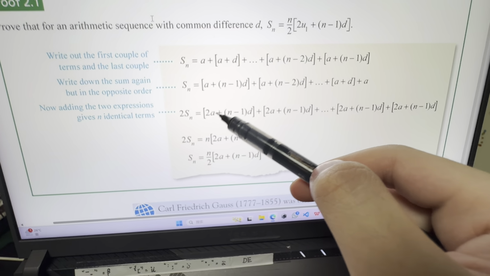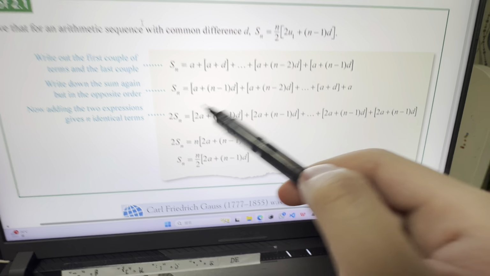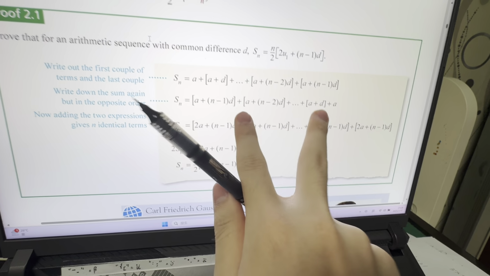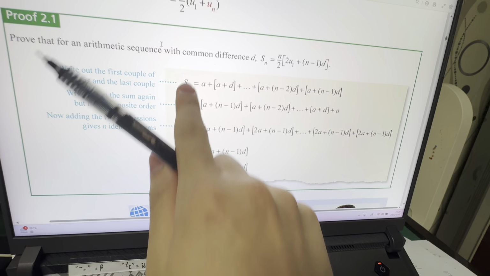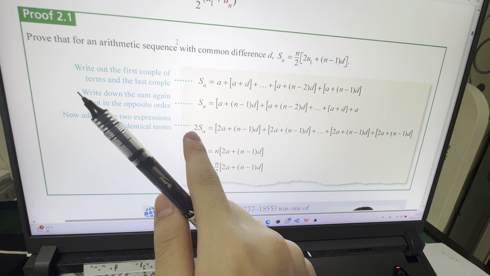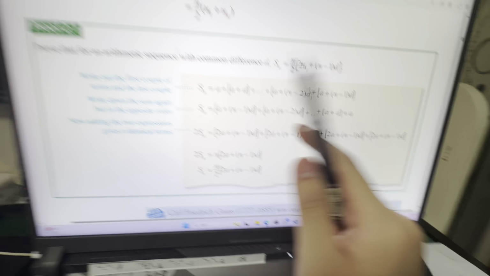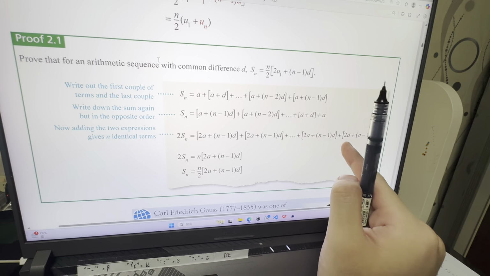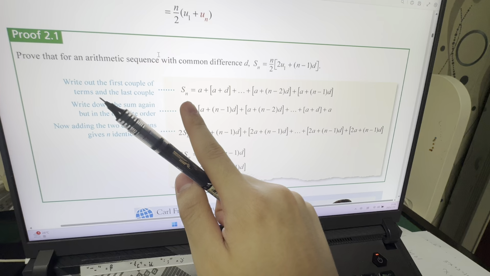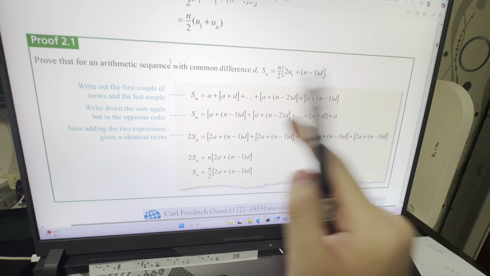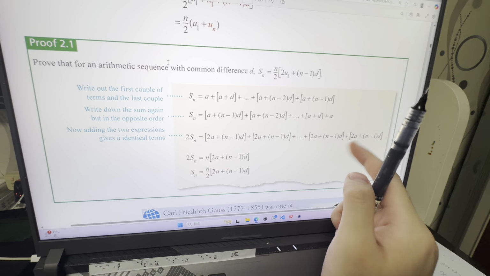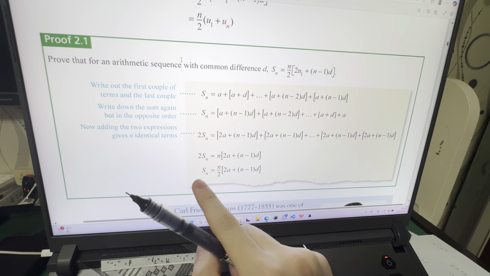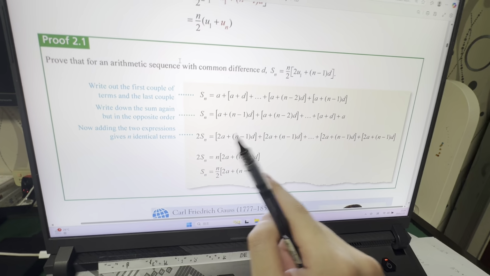It's all like 2a plus (n minus 1) times d. Every term will become this, because for the right side we'll add them together. For the left side we also have to add them together. So the left side is 2Sn, and for the right side we just calculate everything like that, and those things are the same. And Sn means we have n terms here, so we also have n. So 2Sn is equal to n times this whole thing, so Sn is equal to n divided by 2 times this thing.